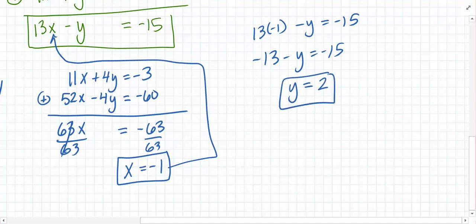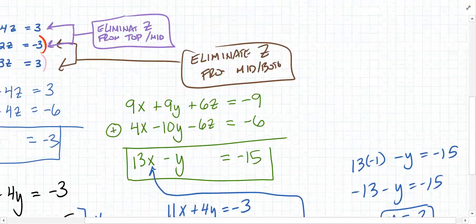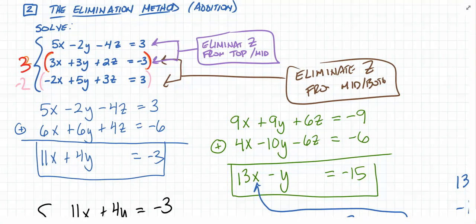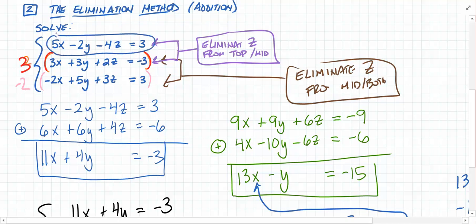And then lastly, what am I going to do? Plug it in. Exactly. I can choose any one that I want. It doesn't matter. So I have to go back to my original because I need a z, right? So I'll go ahead and choose the top one. No big deal. All right, I'll bring it way over here.